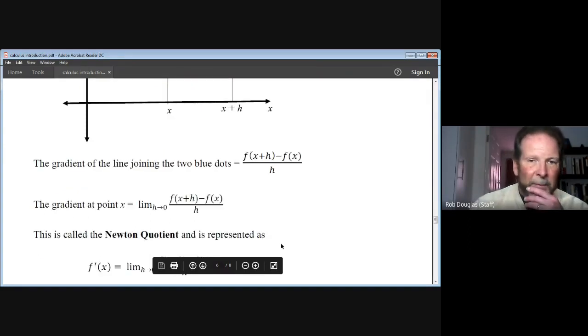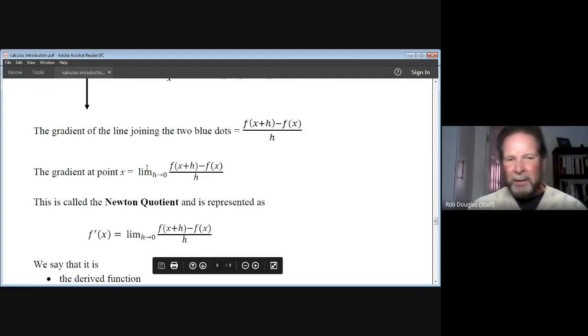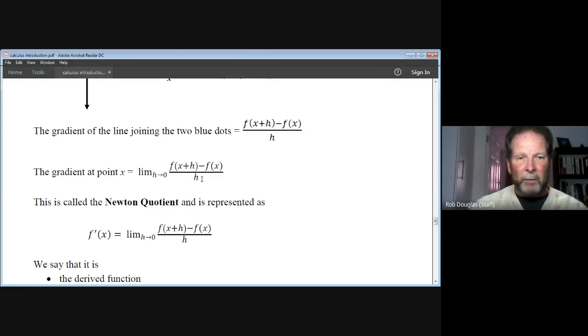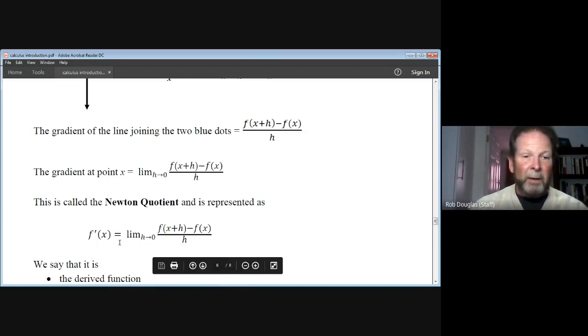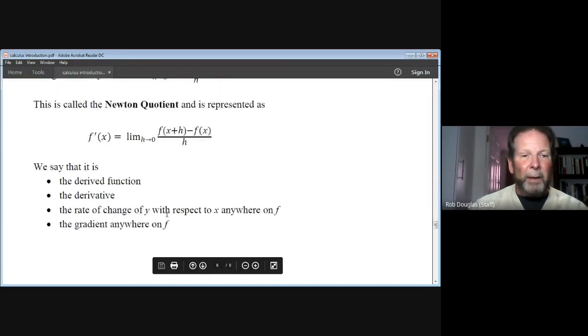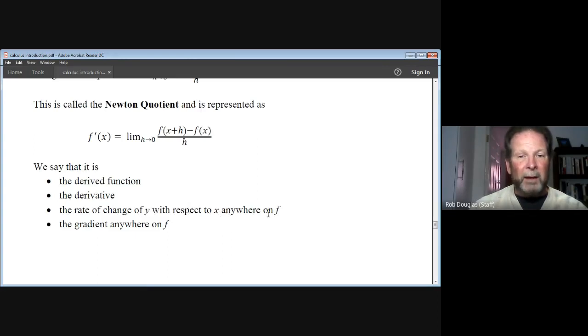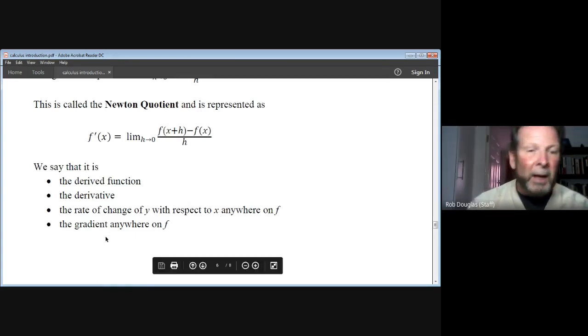In fact, later on, you get this. This is the first principles definition of a gradient: f of x plus h minus f of x, over h. If you let h approach 0 and take the limit, you're really finding the gradient right at that x value. That's called f prime of x, or the derivative. And that's what it's all about. It's called the derived function. It's called the derivative. It's the rate of change of y with respect to x, anywhere on f, for any x value you want. It's the gradient anywhere on f.